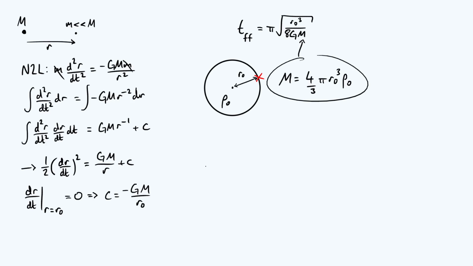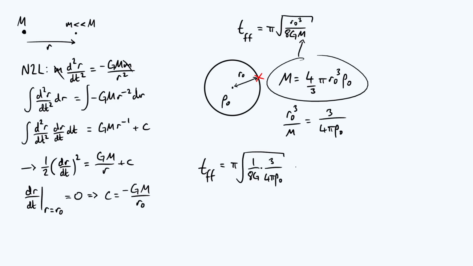Okay, so if we do that, we get free fall timescale is equal to pi times, probably the easiest thing to do is note that in the square root we've got r0 cubed over M, right? So r0 cubed over M, that particular combination, by rearranging our equation for capital M there, what's that going to be? It's going to be 3 over 4 pi ρ0, right? So if you just substitute that into our free fall timescale, you get 1 over 8G multiplied by that whole fraction that we just derived, 3 over 4 pi ρ0.